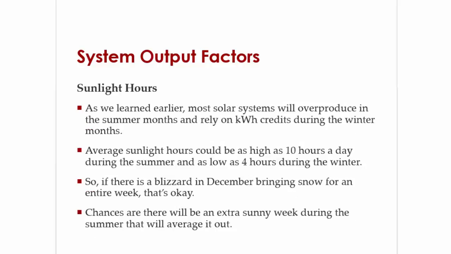Sunlight hours. As we learned earlier, most solar systems will overproduce in the summer months and rely on kilowatt hour credits during the winter months. Average sunlight hours could be as high as 10 hours a day during the summer, as low as 4 hours during the winter. So if there is a blizzard in December, bringing snow for an entire week, that's okay. Chances are there will be an extra sunny week during the summer that will average it out.